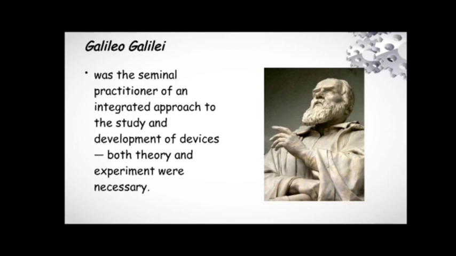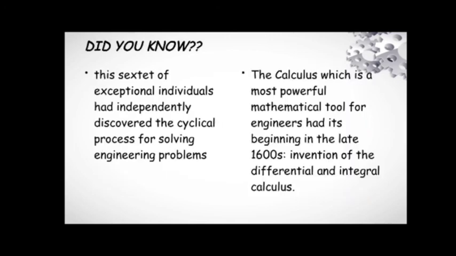All right, so here we also have some good-to-know information. Did you know that the sextet of exceptional individuals had independently discovered the cyclical process for solving engineering problems? They actually provided concepts and ways of solving engineering problems that we are even using nowadays. Okay, and also, an interesting fact: calculus, which is known as one of the most powerful mathematical tools for engineers even nowadays, had its beginning in the late 1600s. Well, technically, it's still during the Renaissance period.